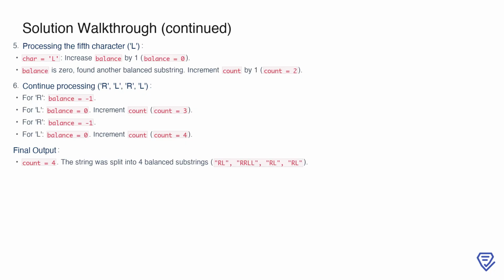At the end of this process, the string has been split into 4 balanced substrings: RL, RRLL, RL, and RL. The final output for this example is count equals 4.